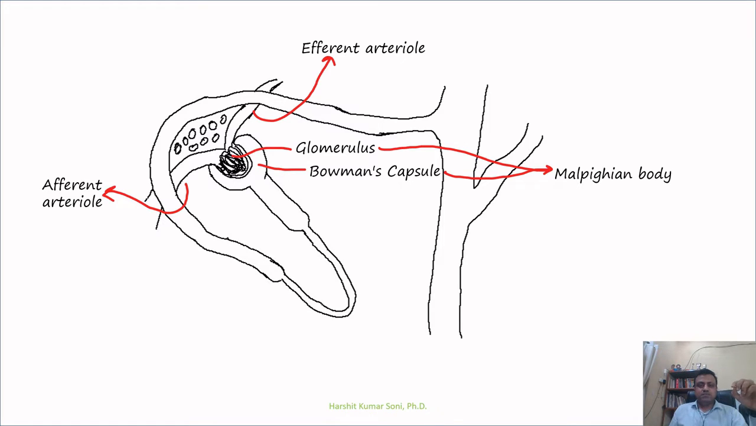The next part after the Malpighian body is called the proximal convoluted tubule, or PCT in short. The cells present in the PCT have a greater number of mitochondria compared to heart cells, which tells you that they require more energy, because they are the busiest cells.